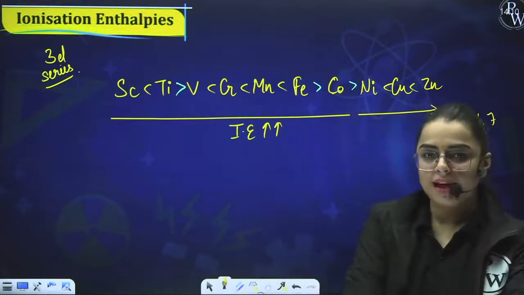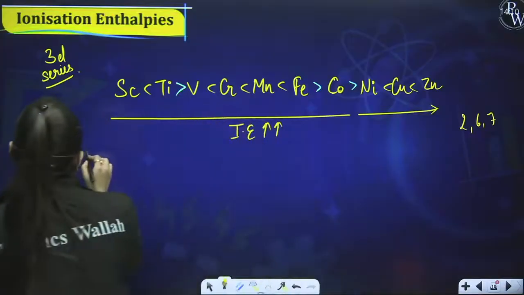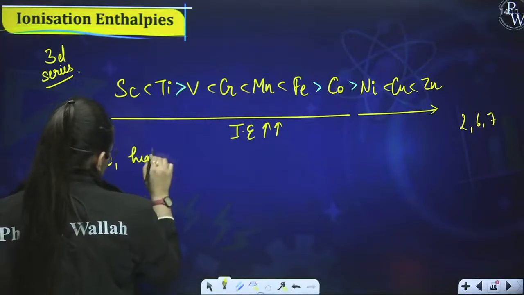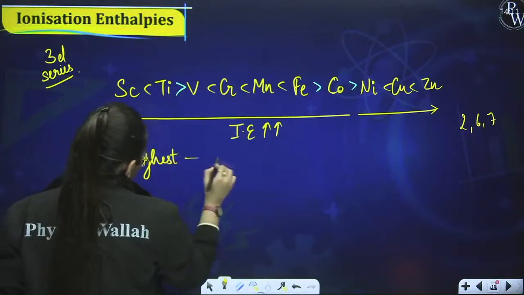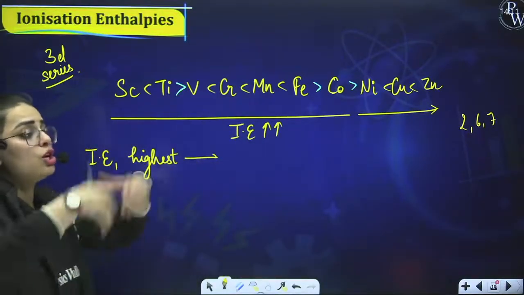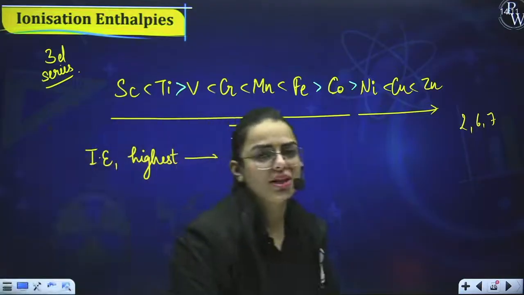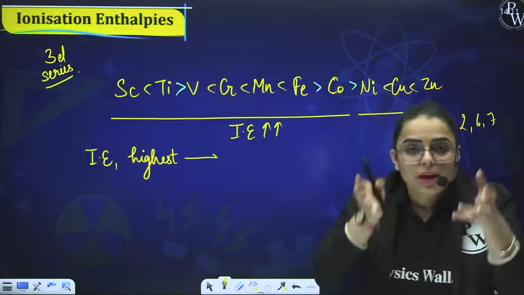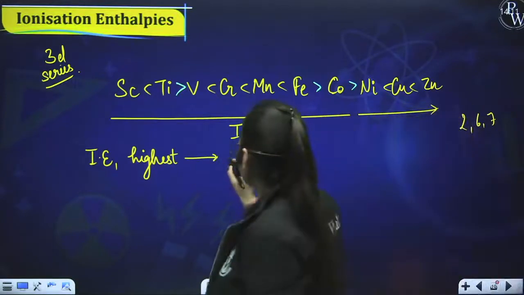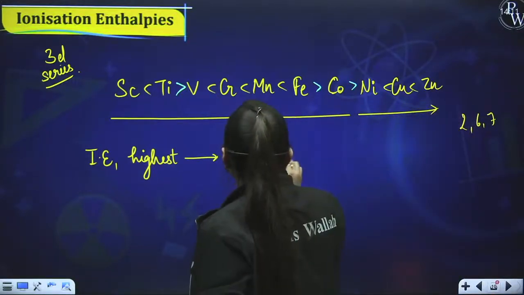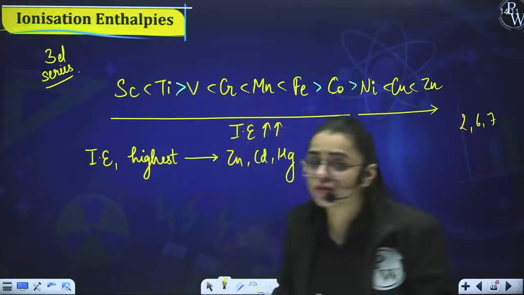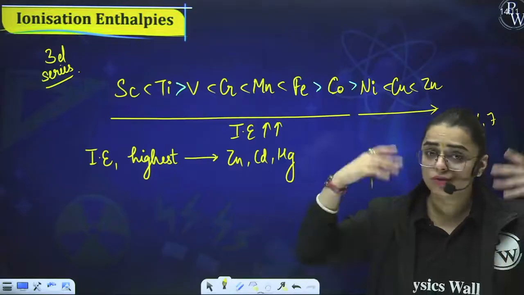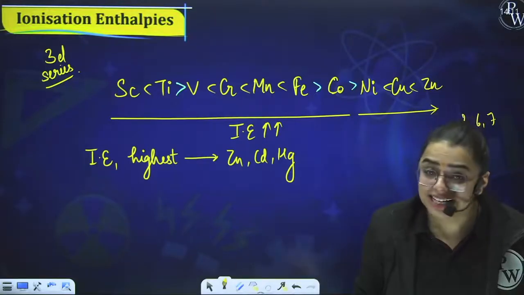Now see students, what is happening. In the order that they generally ask, which has the highest first ionization energy value? Which will require more energy to remove one electron from the outermost shell? Just think about it. Obviously, the one which is completely filled will require more energy. Now, which is completely filled? Group number 12, ma'am. Zinc, cadmium, mercury. Yes, they will have the highest first ionization energy. You have removed one electron from the outermost shell, and you require a lot of energy in these elements because they were already completely filled.